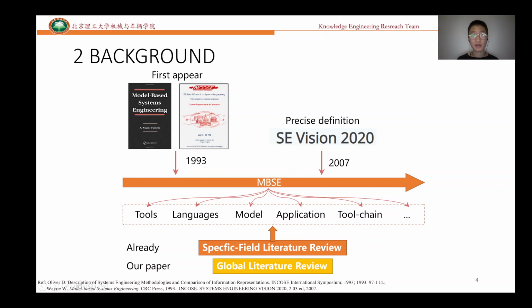Several researchers have conducted reviews on MBSE literature. Up to now, literature reviews in the field of MBSE have focused on specific technologies or applications. There is no comprehensive research on MBSE fields from the perspective of bibliometrics and their interrelationships.